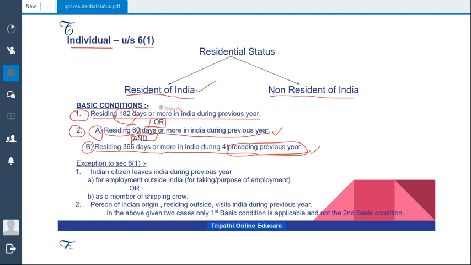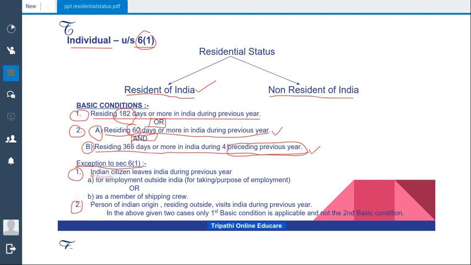Now wherever we have a section, act, or law, for each and every section, act, law, we have exceptions. Hence, for this section, that is section 6 subsection 1, we have an exception. It is an exception to section 6 subsection 1. There are two exceptions, first exception and second exception.